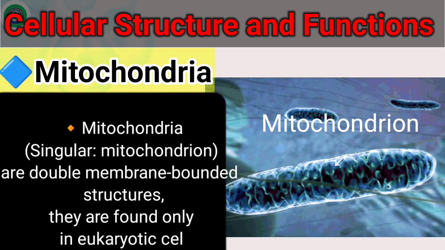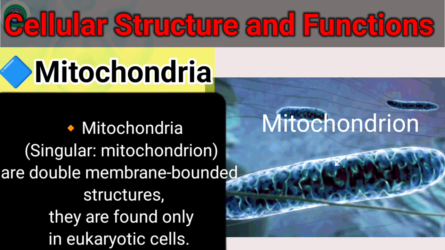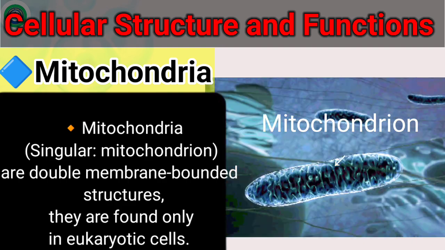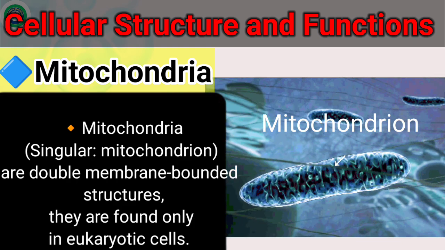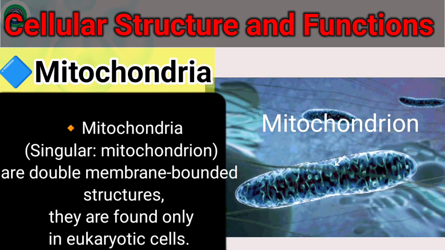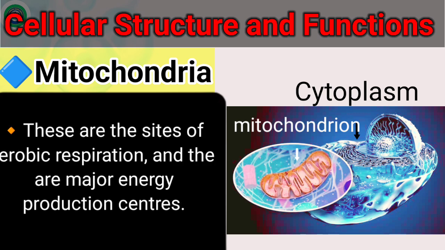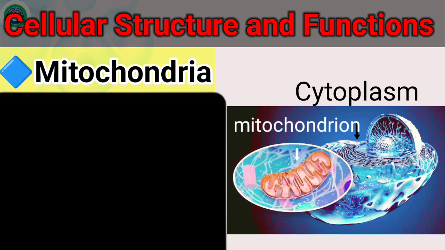Mitochondria. Mitochondria, the singular is called mitochondrion, are double membrane-bound structures. They are found only in eukaryotic cells. These are the sites of aerobic respiration and are major energy production centers.